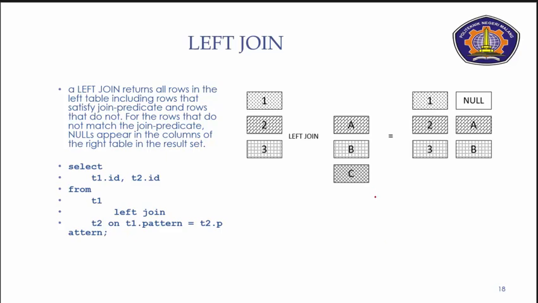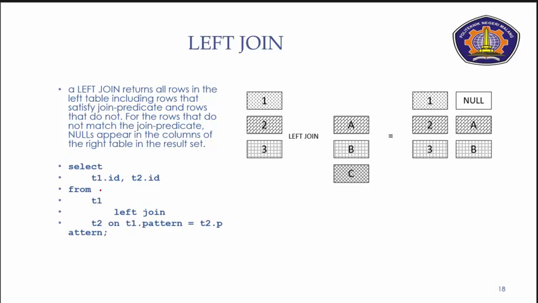And then the next is left join. In the left join, it returns all rows in the left table, including rows that satisfy the join predicate and rows that don't. For the rows that do not match the join predicate, it will give no result in the result set. So for example, in this slide, this one is the statement format.